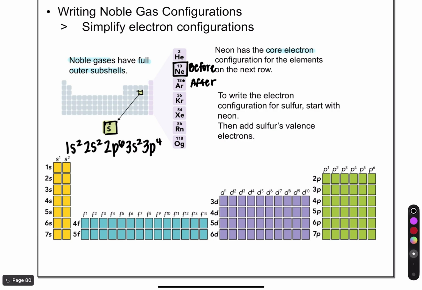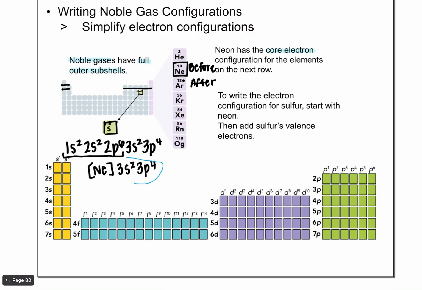So neon, being element number 10, is before sulfur, which is element number 16. Now, neon number 10 abbreviates all the electrons in the 1s block, the 2s block, and the 2p block. In other words, it abbreviates this entire part of sulfur's electron configuration, leaving only 3s2 and 3p4 unabbreviated.